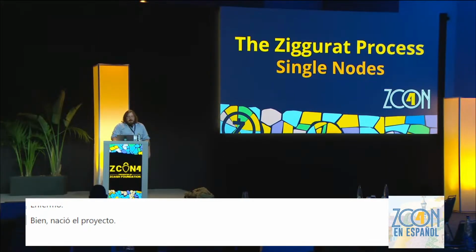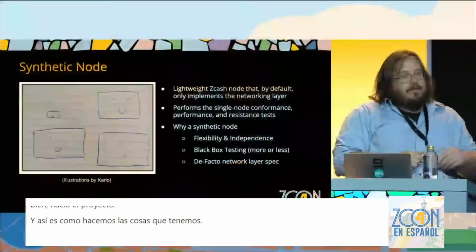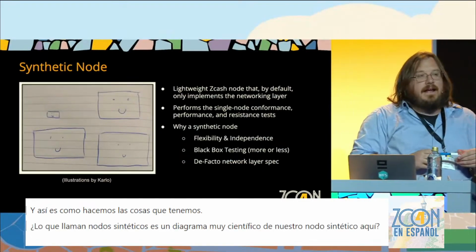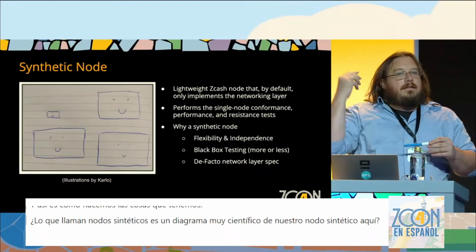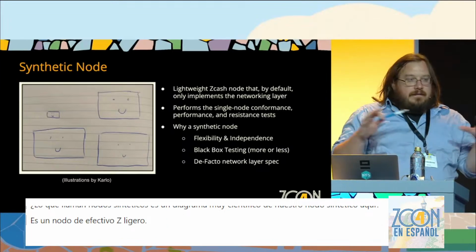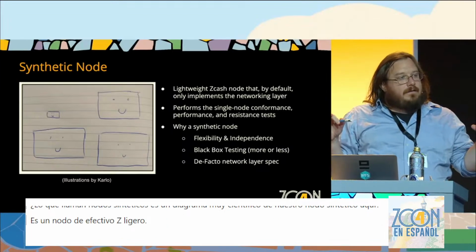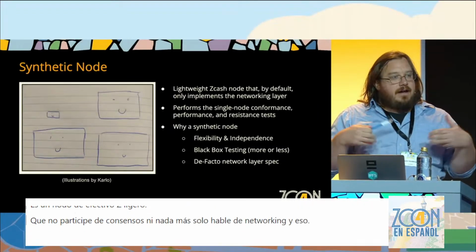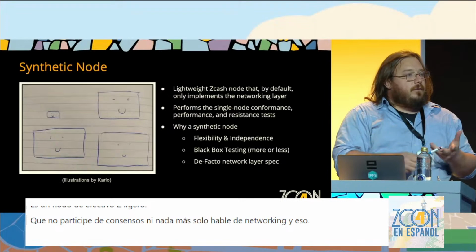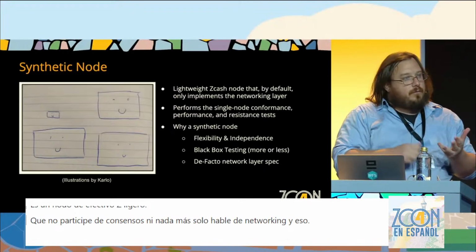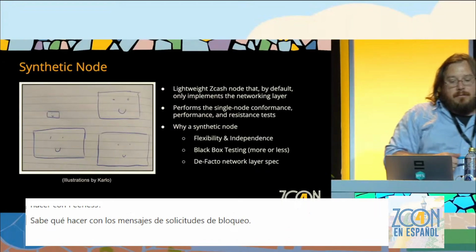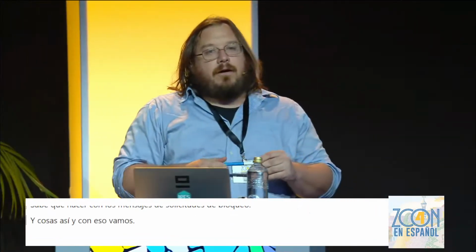And here's how we go about doing things. We have what we call a synthetic node. This is a very scientific diagram of our synthetic node here. It's a lightweight Zcash node that does not participate in consensus or anything else. It only speaks networking, and it can go and mock being a Zcash node. It knows the handshake. It knows what to do with peer lists. It knows what to do with block requests, messages, and things like that. And with that, we reverse engineer the entire protocol.